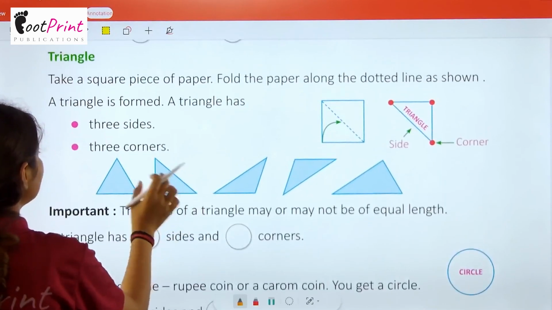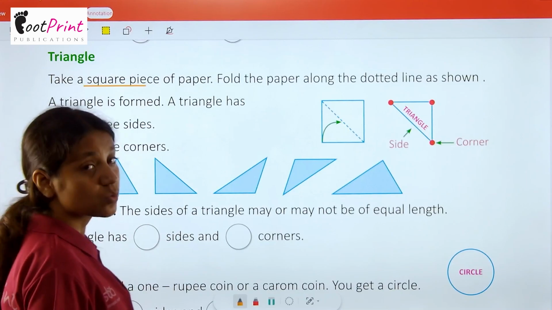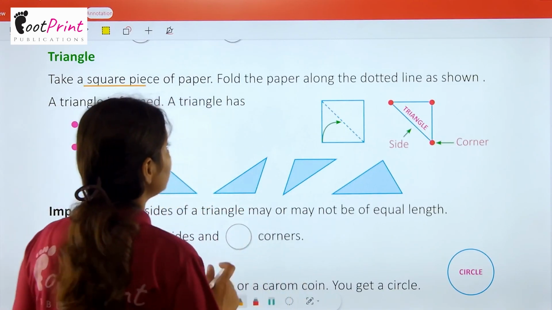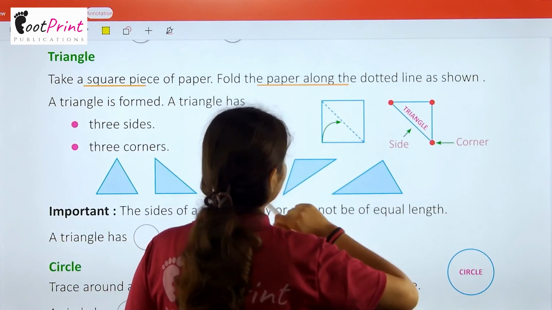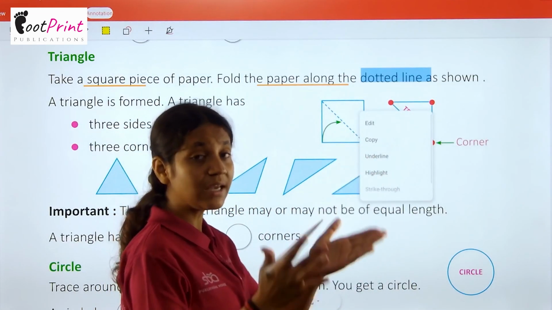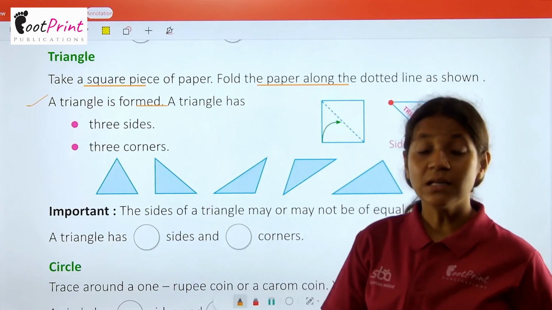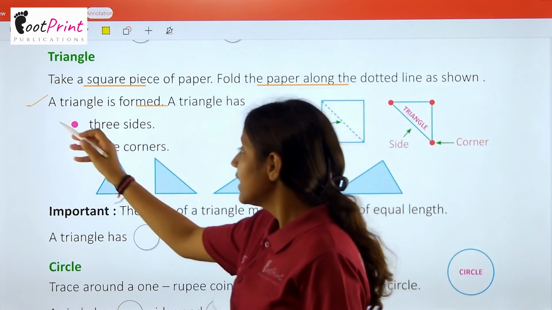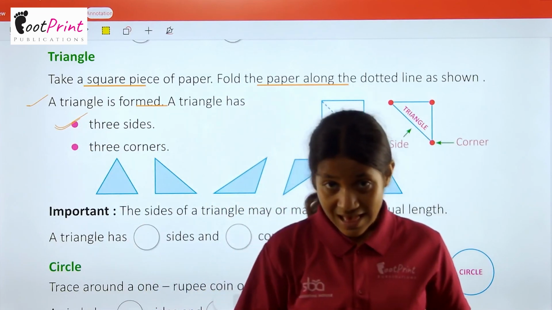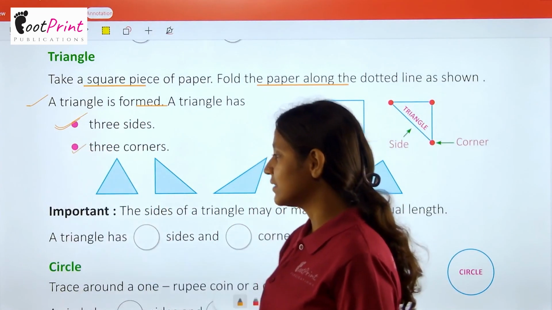Now triangle. Take a square piece of paper. So आपको एक square piece of paper लेना है. After that fold the paper along the dotted line as shown. So ऐसी dotted line के according आपको उसे fold करना है. Now triangle is formed. आप देखेंगे कि triangle बन चुका है, form हो चुका है, जिससे हमें पता चलता है कि triangle has 3 sides and triangle has 3 corners.